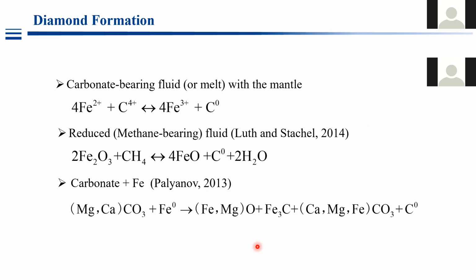Then I'll talk something about diamonds in Beyer's paper. Okay, before I start sharing this part, I want to talk about diamond formation. Current models for the formation of natural diamonds involve the following three. The first is the reduction of carbonate-bearing fluid or melt.